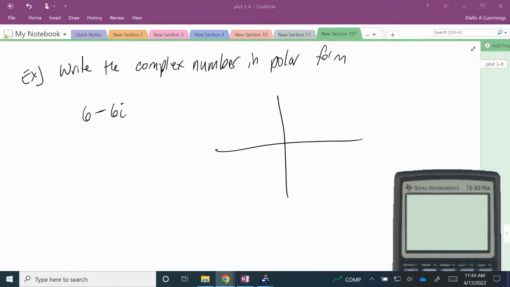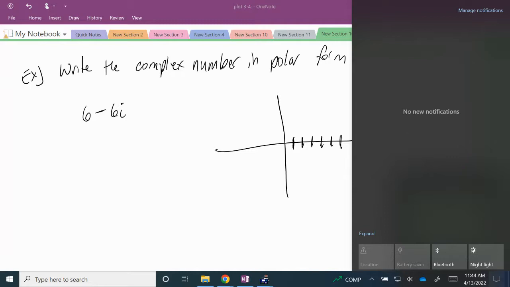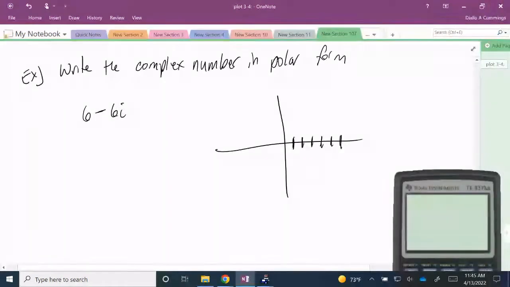So I'm at the origin. Since my real number is positive 6, I'm going to move 6 places to the right: 1, 2, 3, 4, 5, 6. My imaginary number is negative 6i, so I'm going to move down 6 places: 1, 2, 3, 4, 5, 6. So this is 6 minus 6i, and I'm in the 4th quadrant.